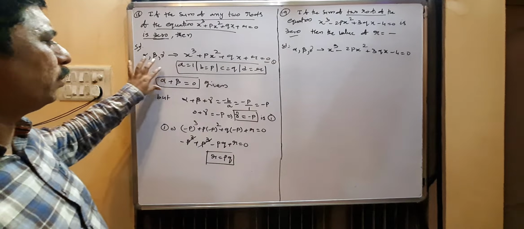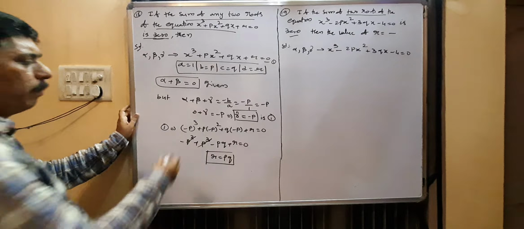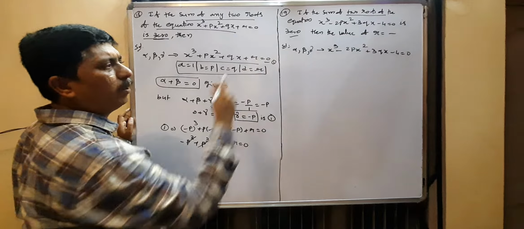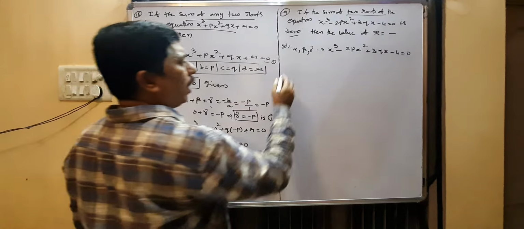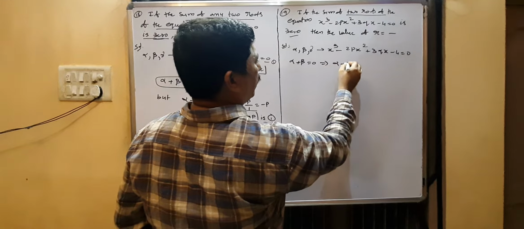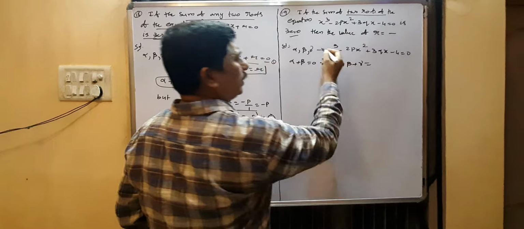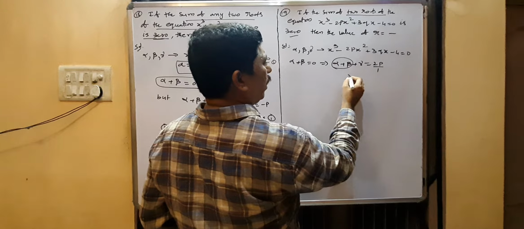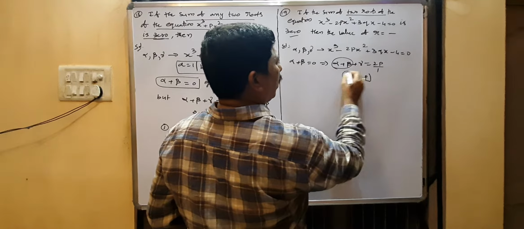Directly you can take it; it is not necessary to take this value. Alpha plus beta is 0, which means obviously the third root gamma is minus b by a. You can substitute the gamma value as minus b by a. Alpha plus beta plus gamma is minus b by a, so minus of minus 2p is 2p by 1. Alpha plus beta is 0 is given, so gamma is 2p. This is the root of the equation.